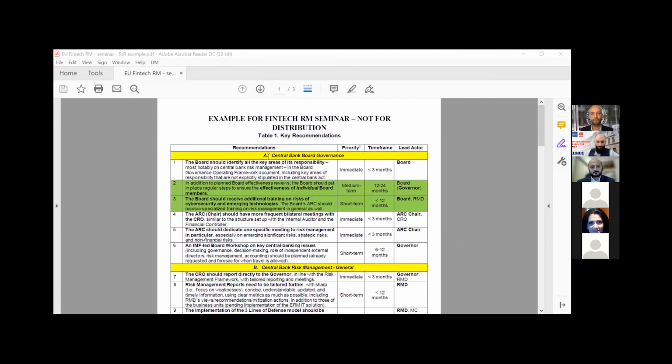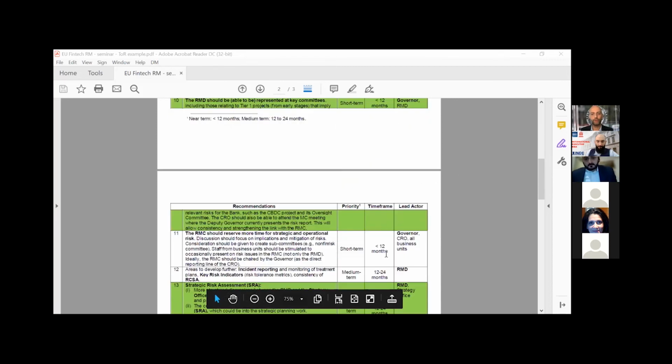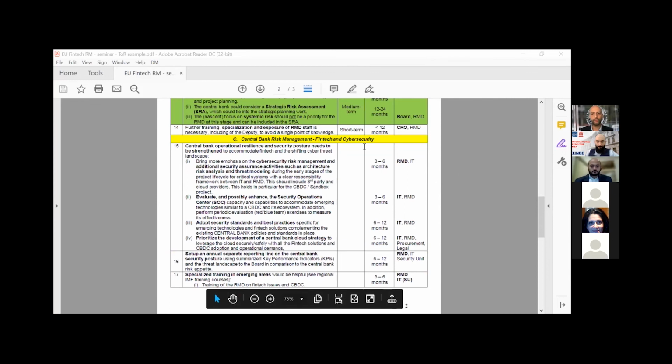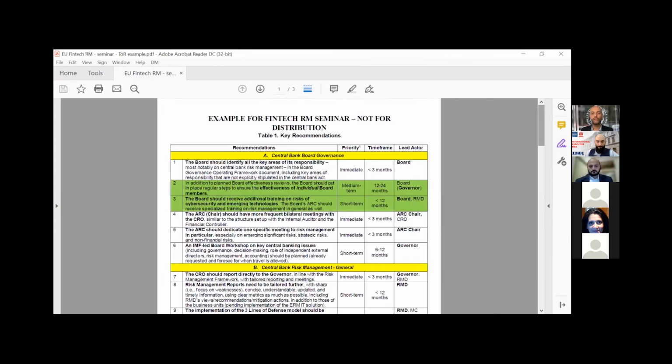The first one relates to overall broad issues. We call it central bank governance issues. We'll focus then in a second bar on central bank risk management in general, then zooming in on fintech and cybersecurity issues, and then finally some cross-cutting issues. So to really sandwich our advice on CBDC and on fintech with what I call the contextual issues, those foundations that are needed for risk management.